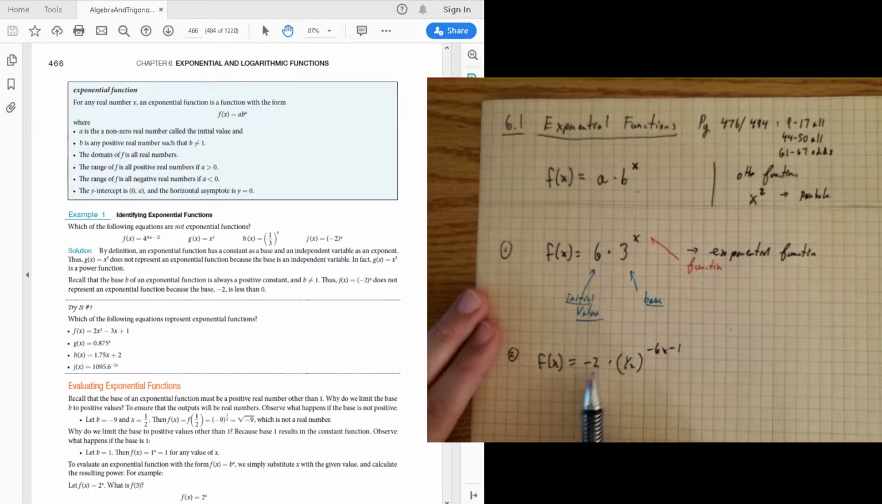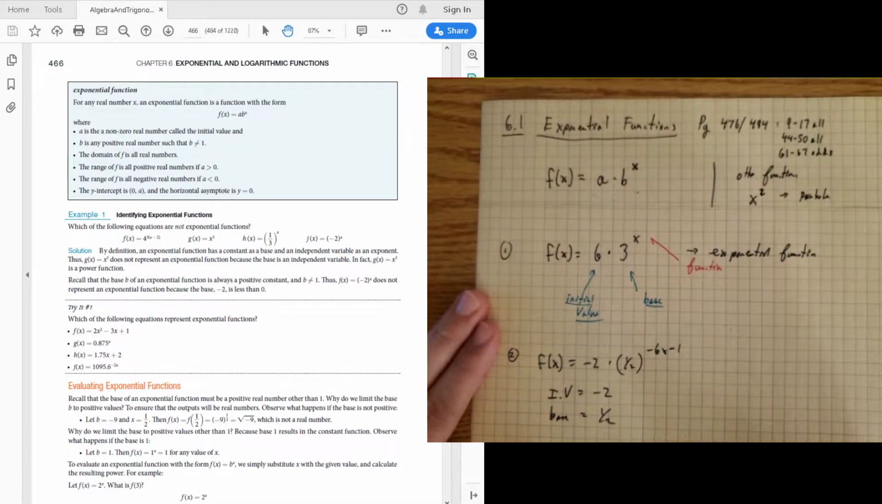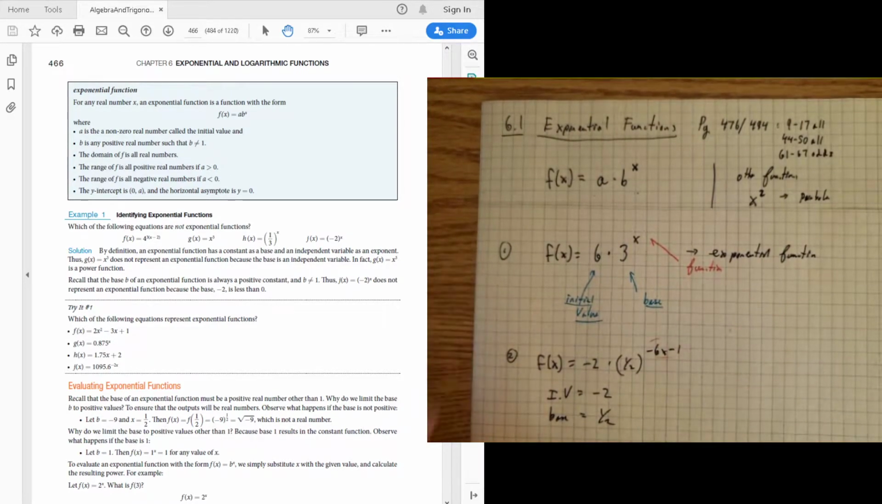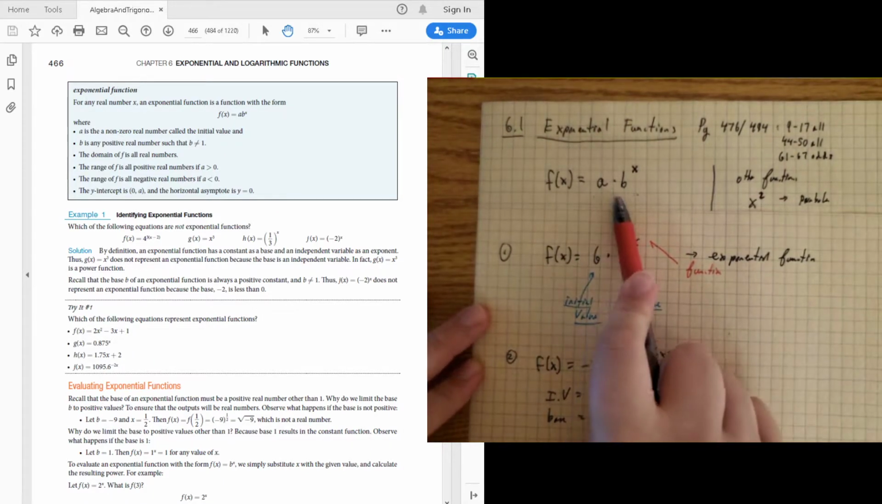So in this case, my initial value would be -2. My base would be 1/2. And my power, in this case, is an expression. And that's fine. You can have an expression as a power, and that's totally fine. It's going to look and act very similar to this one, but not exactly the same. And so both of these are, in fact, exponential functions.